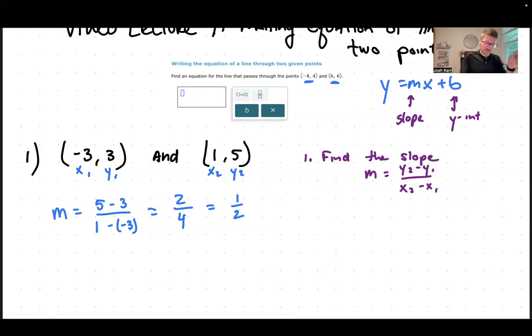So we now can revisit what we did last time. We know part of our answer now. We know our answer should have a 1/2. It should be y equals 1/2 x. We just need to figure out what our plus or minus b portion is, okay? So step 2 now is going to be plug in m, x, and y to solve for b.